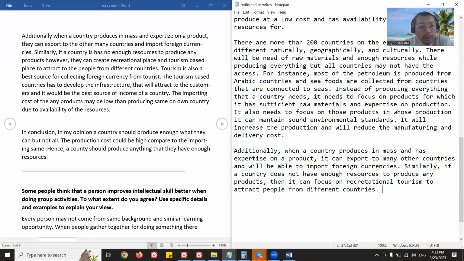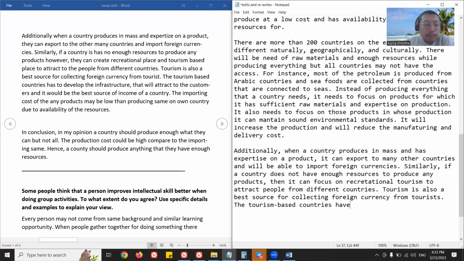Now, tourism is also the best source for collecting foreign currency from tourists. All right, then from tourists, right? It should be 'from tourists'; here only 'tourist' is there, which makes a difference, otherwise we'd need to say 'from a tourist', but that won't really make much sense in this context, so you need to use the plural. Then the tourism-based countries, okay, but I used a hyphen, this is called a hyphen or a dash, right? This particular symbol, the hyphen.